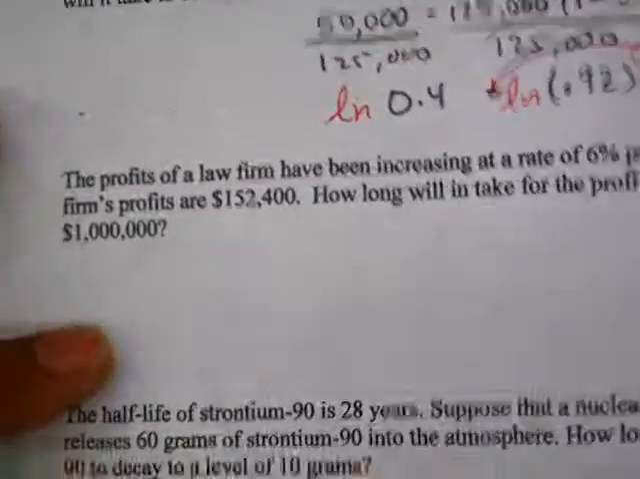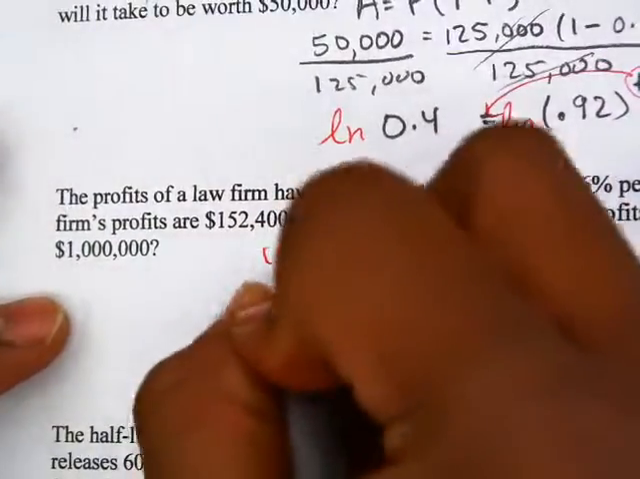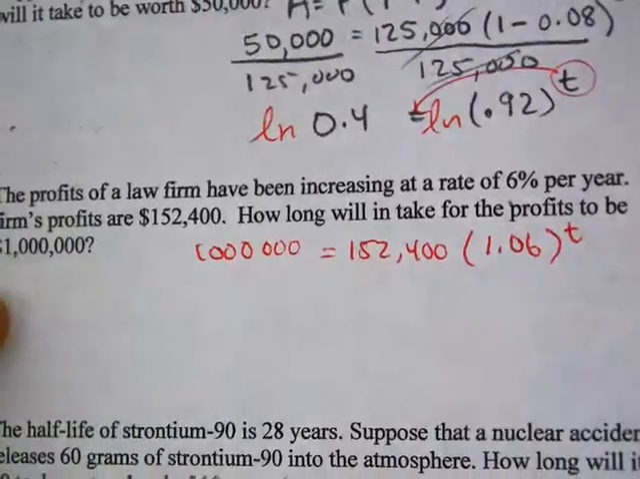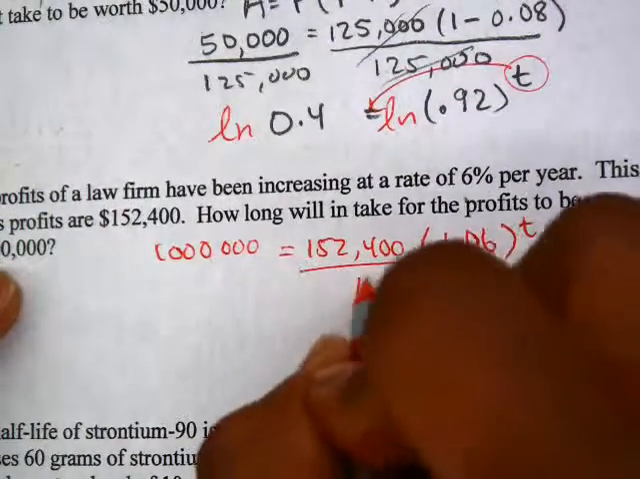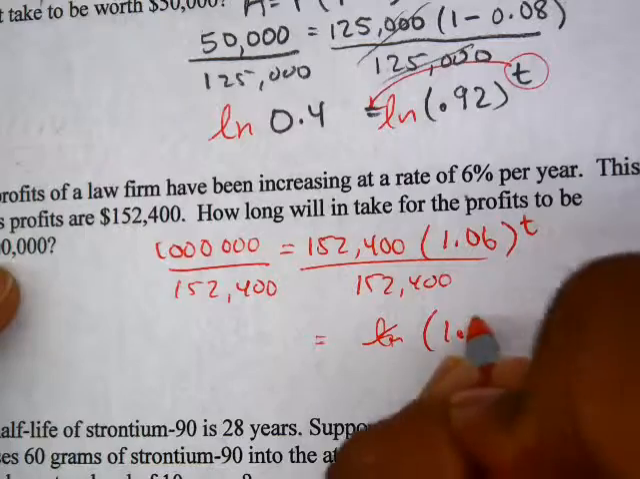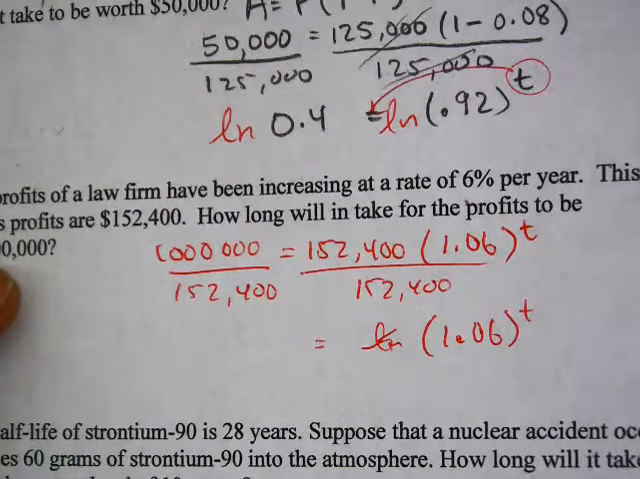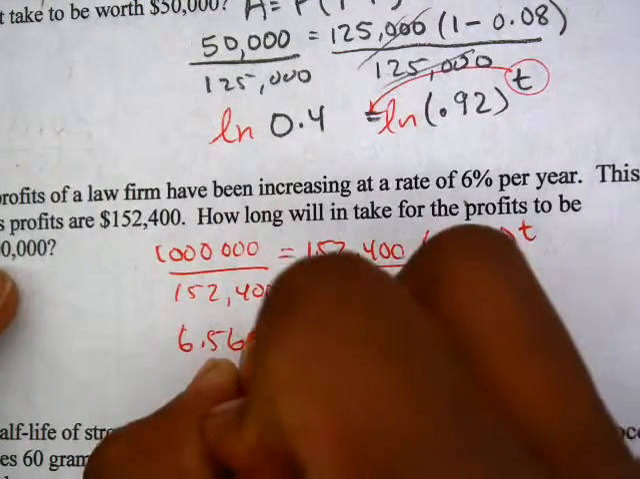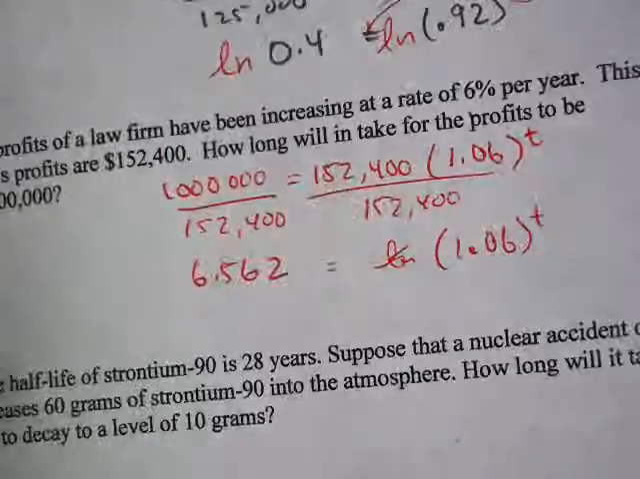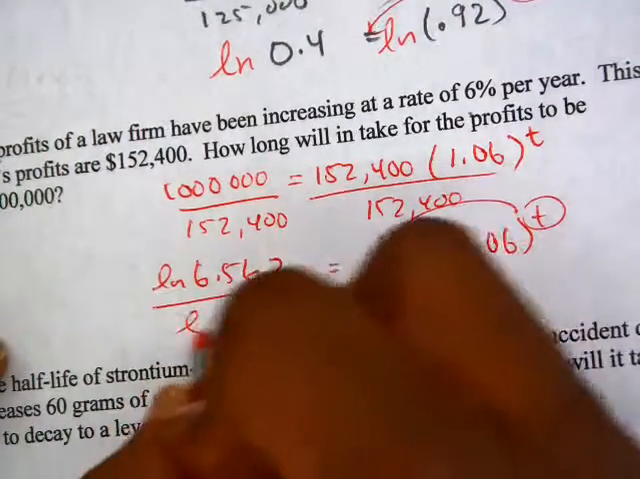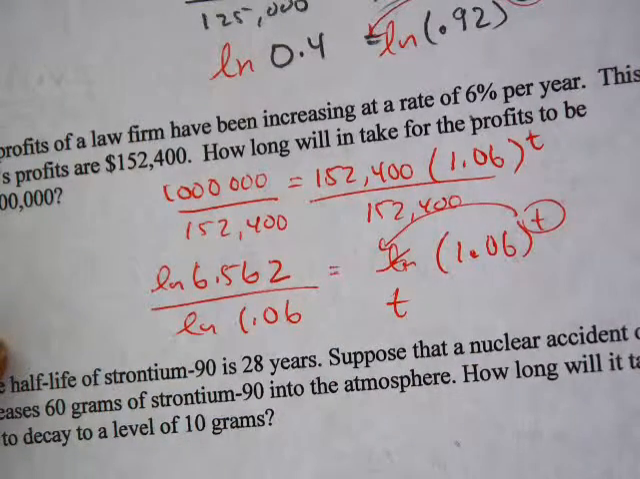Stephen Tang, what'd you set up? So what'd you do? Wait, hold on. You skipped a bunch of steps. I need to divide this first. 6.562. And then you natural log both sides, right? You move the t to the front, and you end up taking this divided by natural log 1.06. 32.